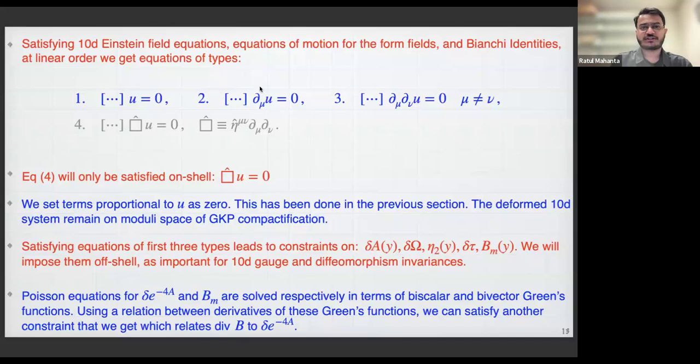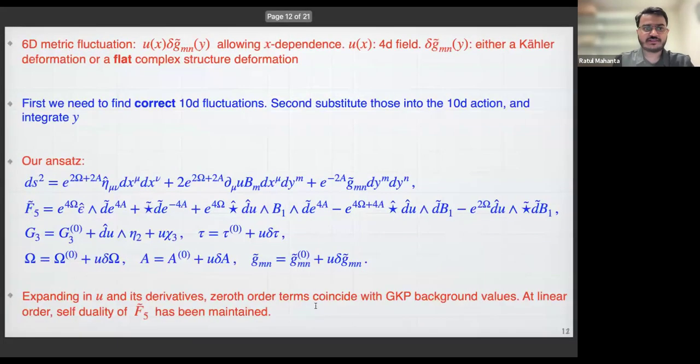Then the new equations are these parts and these parts, which come with the derivatives, to vanish. Satisfying these equations leads to constraints on the fluctuations. We'll impose them on-shell to derive the 4D action, and they are important for the 10D gauge and diffeomorphism invariance. So these fluctuations are not arbitrary functions. They satisfy certain Poisson's equations, and that is what I mean by the correct 10D fluctuations.